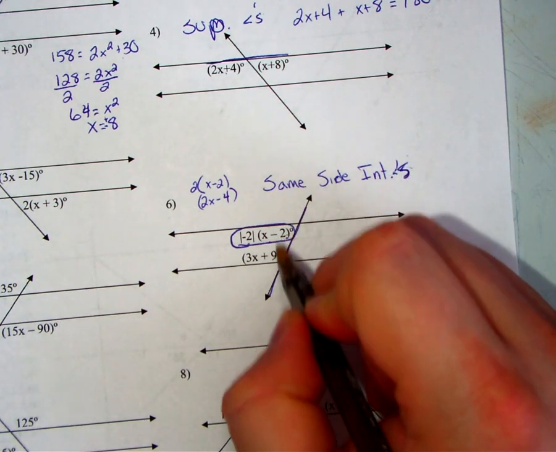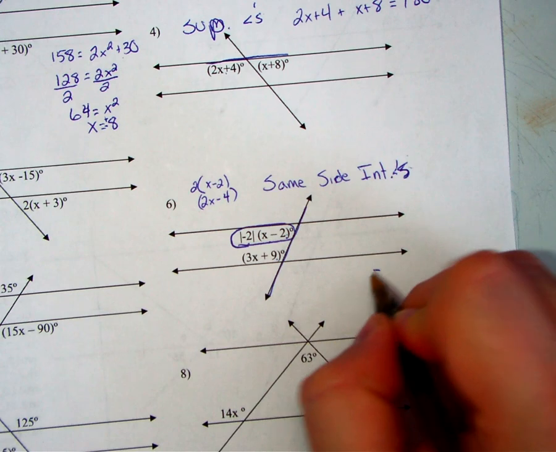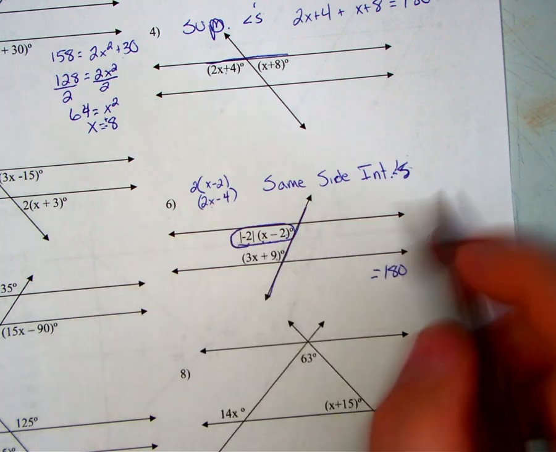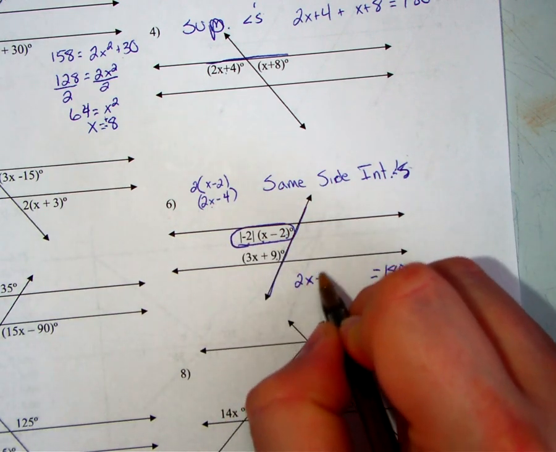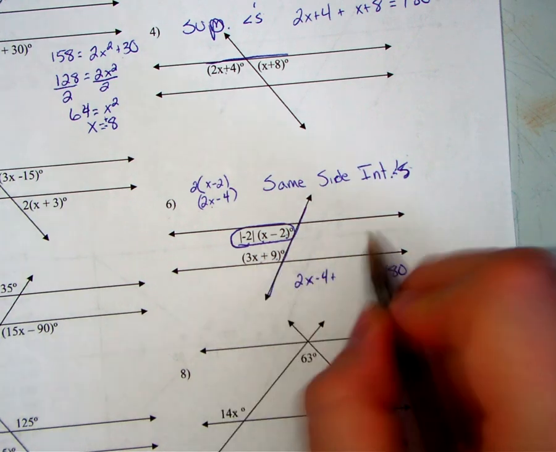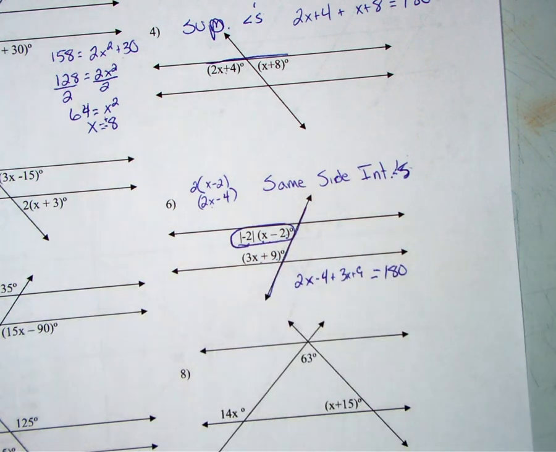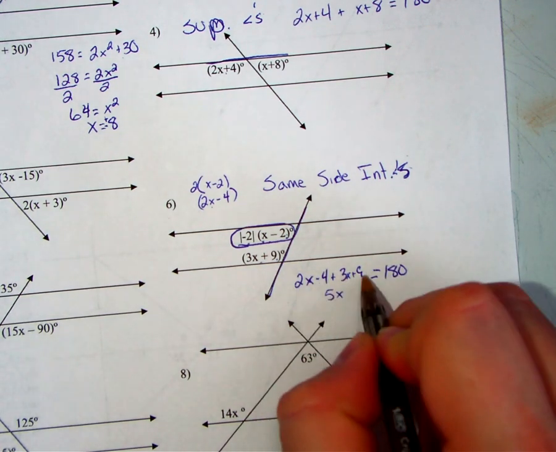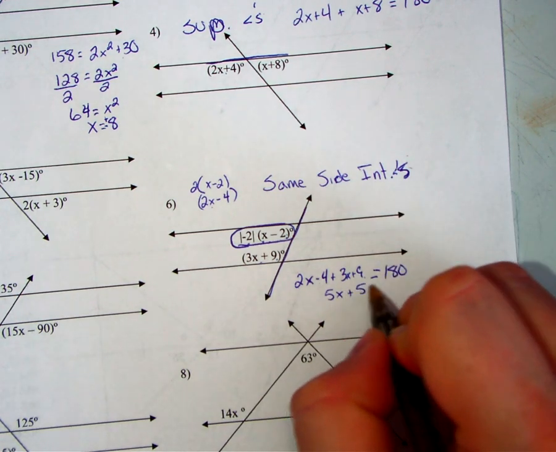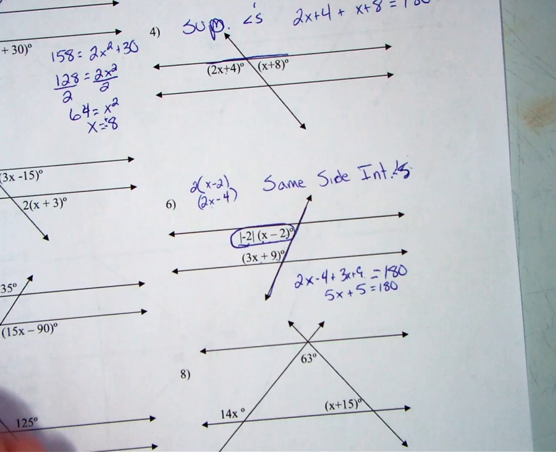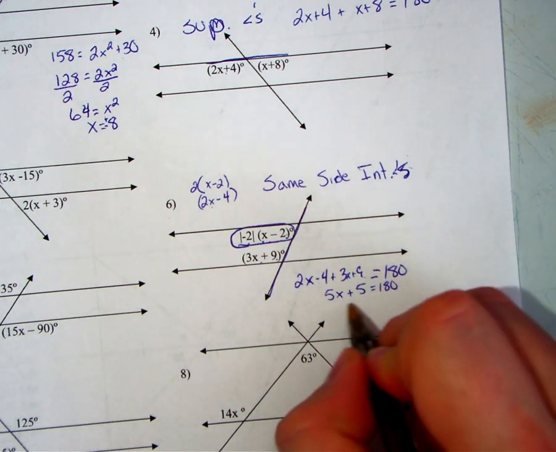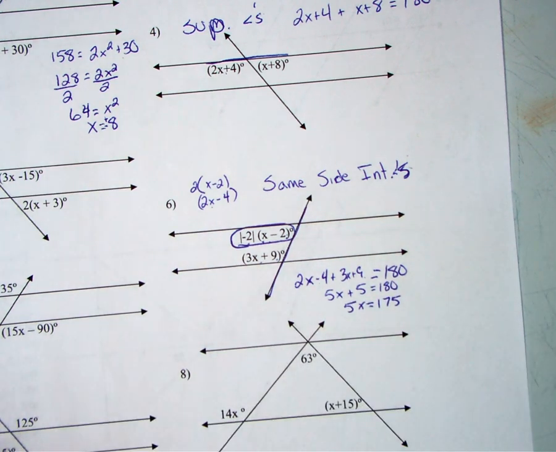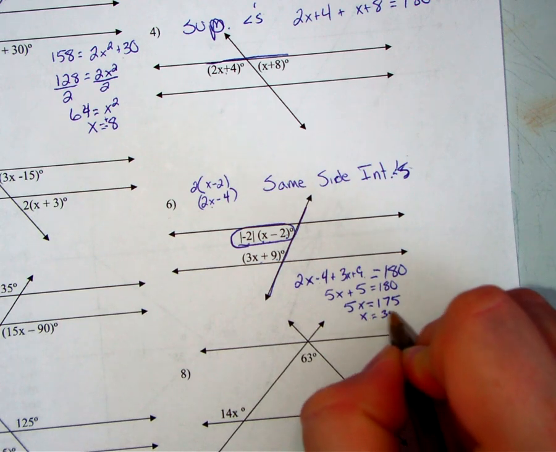So this angle plus this angle are going to add up to 180 degrees. We already said that this angle here simplifies to 2x minus 4, so that's going to make life a little bit easier. And we add that to our other angle, 3x plus 9, where we can start to combine like terms. 2x and 3x is 5x. Negative 4 and positive 9 is positive 5 equals 180. So 180 minus 5 gives me 5x equaling 175, where x is now equal to 35.